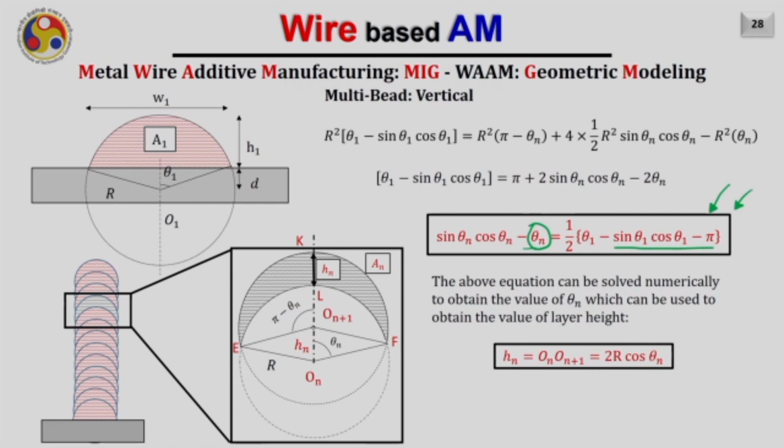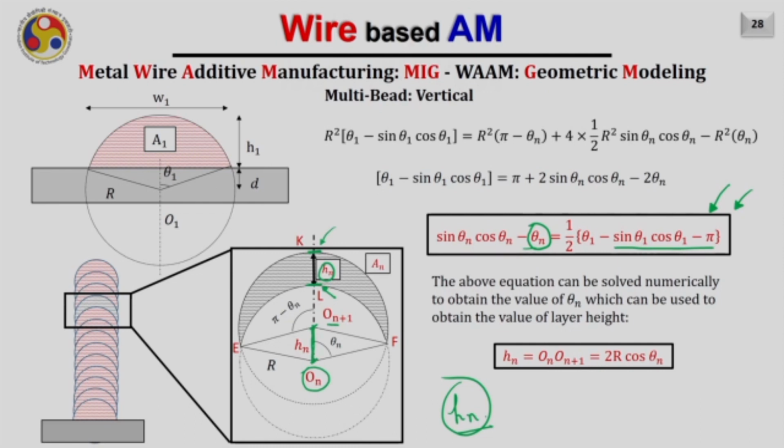Once you apply the numerical technique and obtain the value of theta n from this equation, it will be very easy to obtain the value of Hn. How? Because Hn is nothing but this height. This is the distance between the peak of the newly deposited bead and the peak of the previously deposited bead. The same Hn is nothing but the distance between these two centers of the deposited beads. On is the center corresponding to the nth bead, and On plus 1 is the center corresponding to the n plus 1th bead.